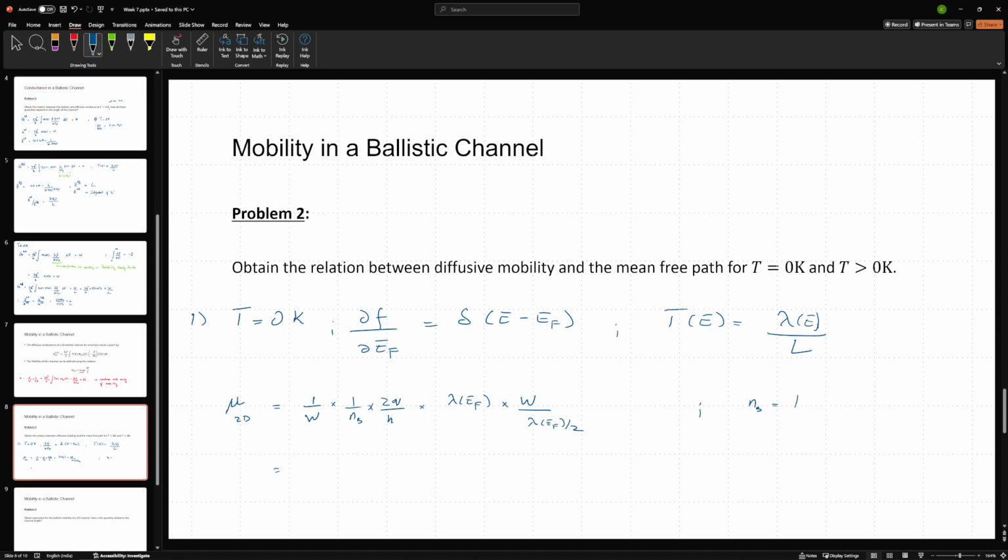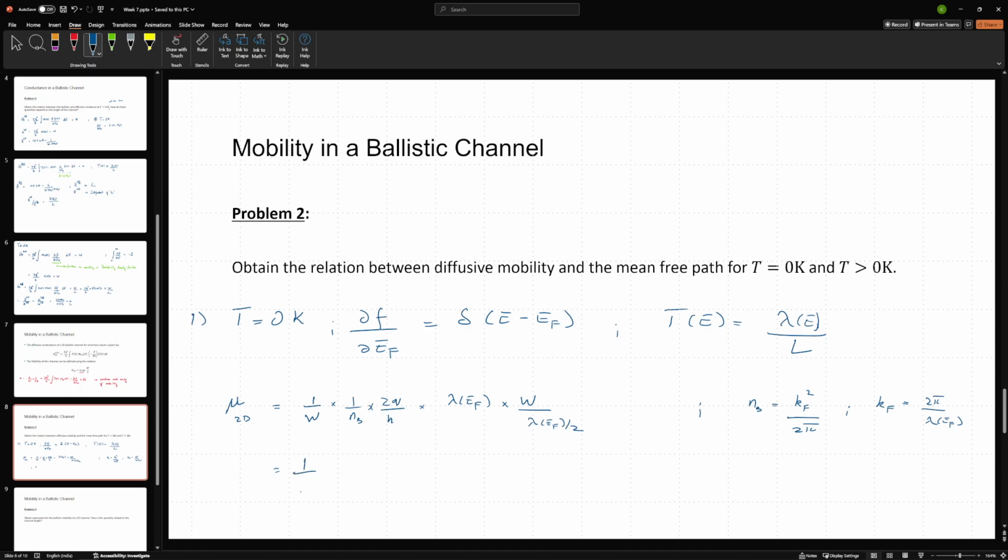Ns is equal to kf squared upon 2 pi. So from this, I can substitute. Now kf itself is 2 pi by lambda ef. So just substituting that, I will have 2 pi by lambda ef squared, and that is ns. So I will take the reciprocal of that, which will give me lambda ef squared divided by 2 pi.